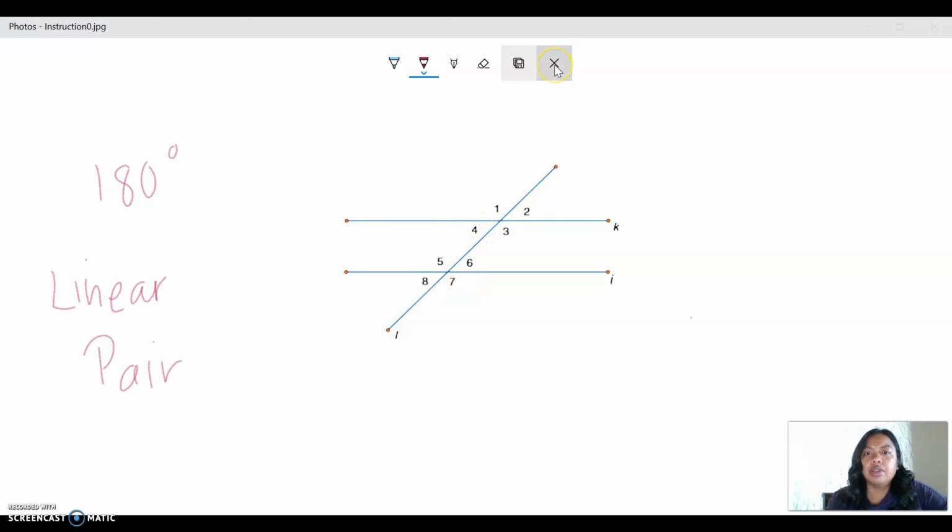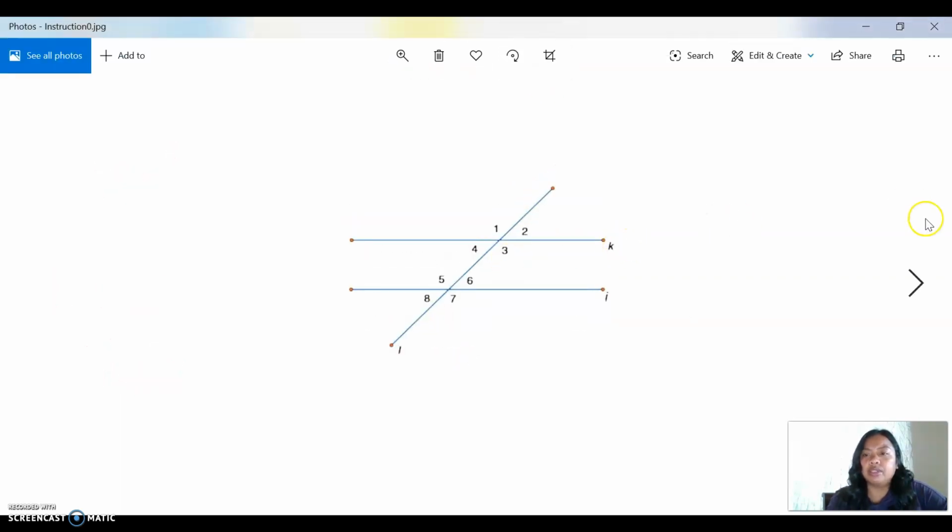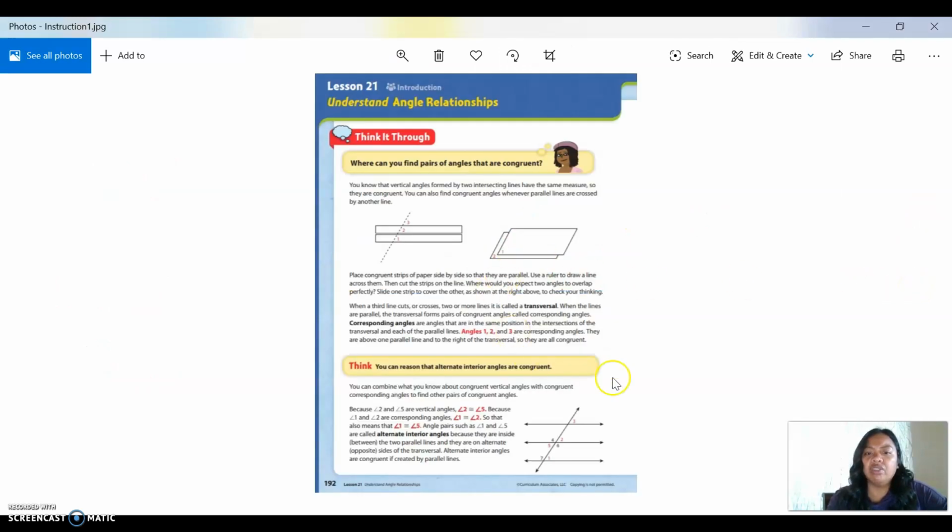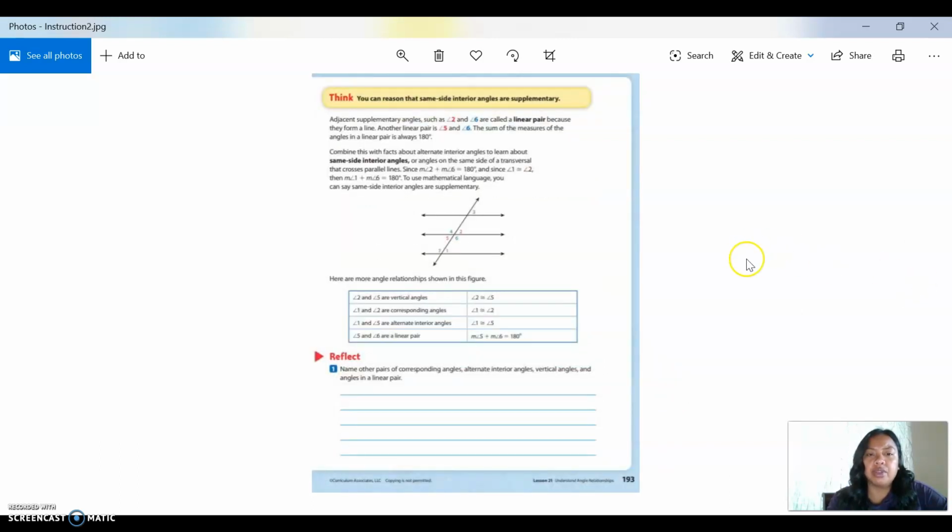All right, let's go ahead and get back to the lessons in the book here. So again, all of these words right here basically tell you the vocabulary that I just went over with you guys. Let's go ahead and read what they have on here. It says, here are more angle relationships shown in the figure. And in this problem in the book, they don't just have two parallel lines, they have 3 parallel lines. So it's the same thing, they just added an additional line.